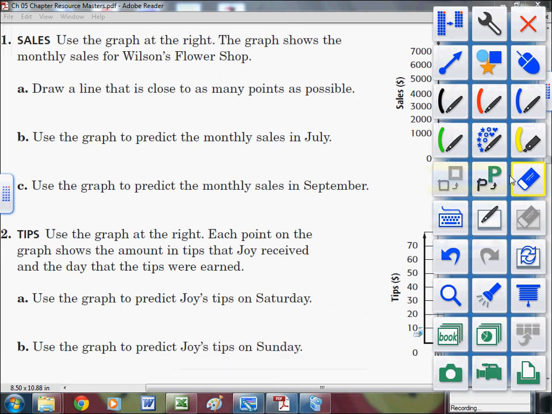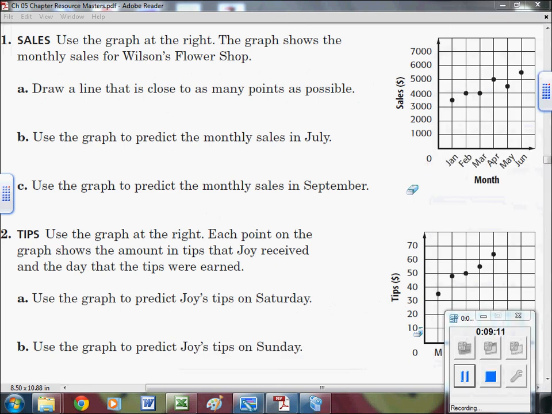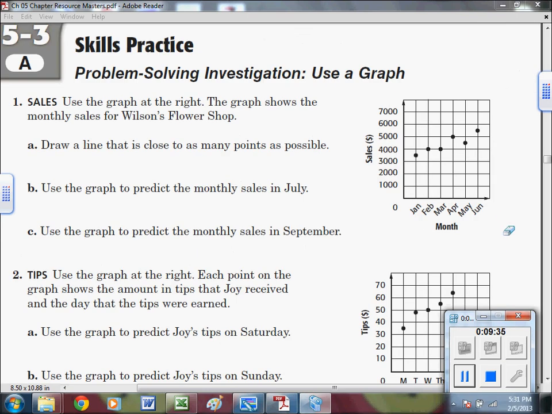All right, so let's take a look at question 1 on this screen. We're going to talk about sales. It says, use the graph at the right. The graph shows the monthly sales for Wilson's Flower Shop. Before I continue, I'm looking ahead real fast. It tells us we're going to predict stuff for July and September. Since those are going to be out here, to help you visualize it, I'm going to zoom out for a moment. So give me 1 second. All right, we're back. We're more zoomed out to make it easier to estimate outwards.